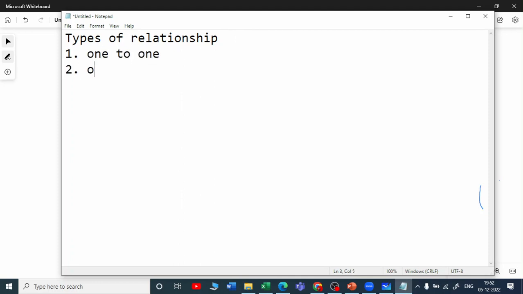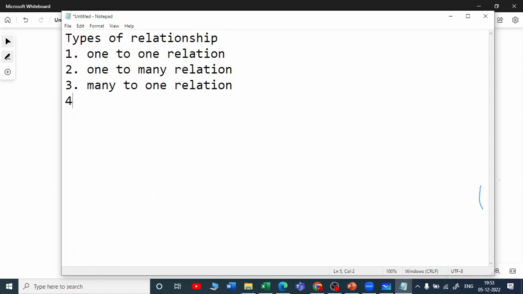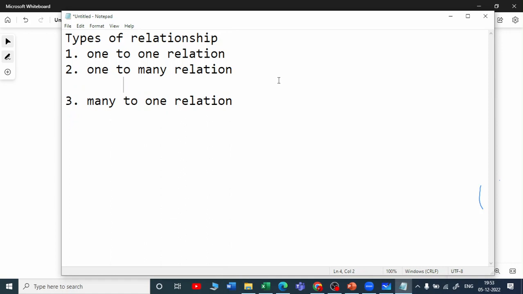Second is one to many relation. Third is many to one relation. And the fourth one, or I can call this here only, it can be one to many or it can be many to one relationship. So what does it mean?